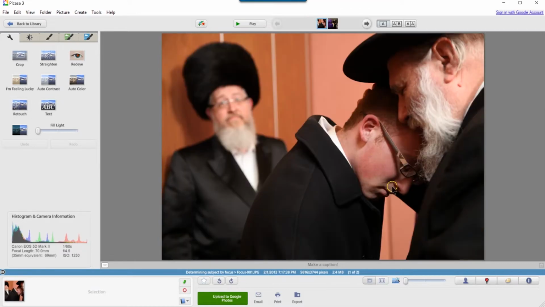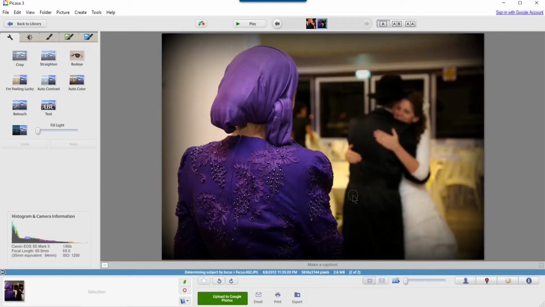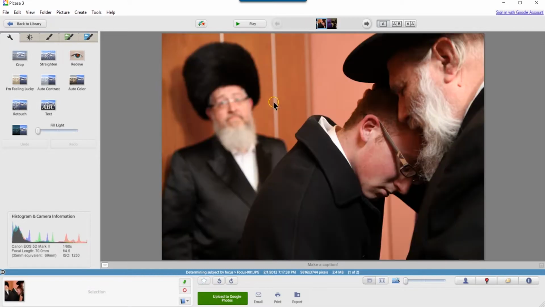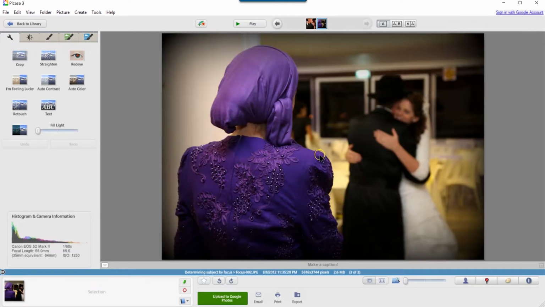What's the difference? How come this is a picture of the groom being looked at by his father, and this is a picture of the mother looking at the bride? What determined the subject? Focus. What's focus? Focus is the sharpness of an image. So in this image, the boy is sharp, and the father's blurry looking on in the background. So he becomes secondary, and the boy becomes primary.